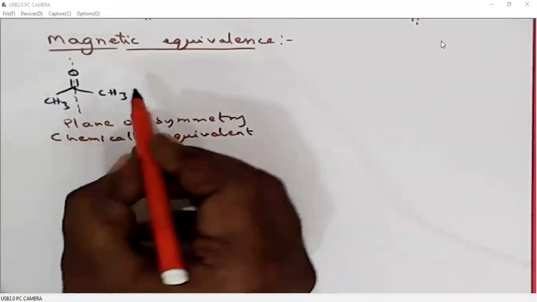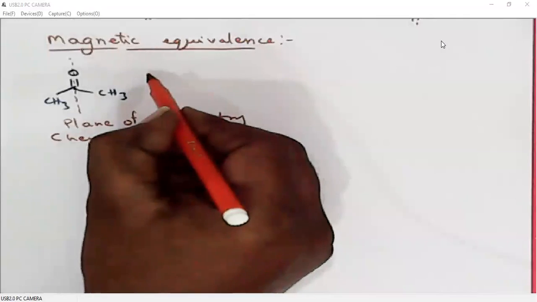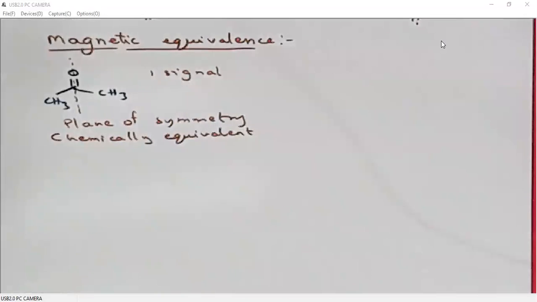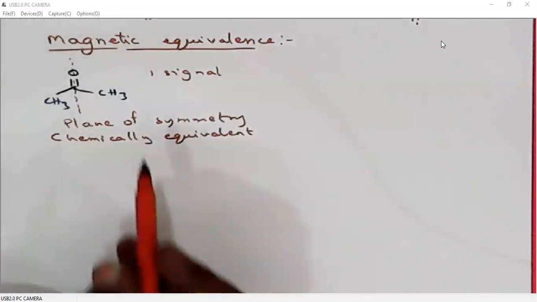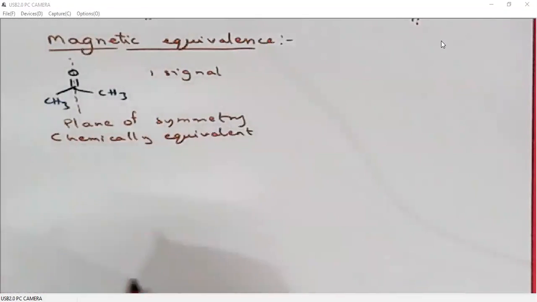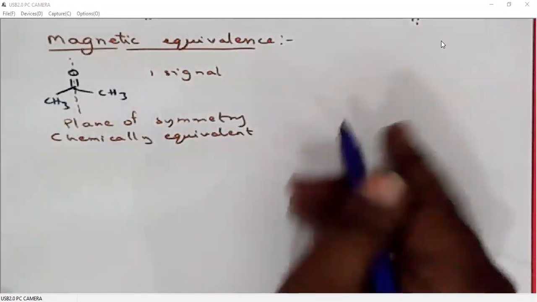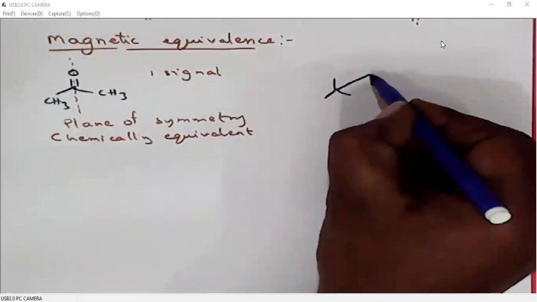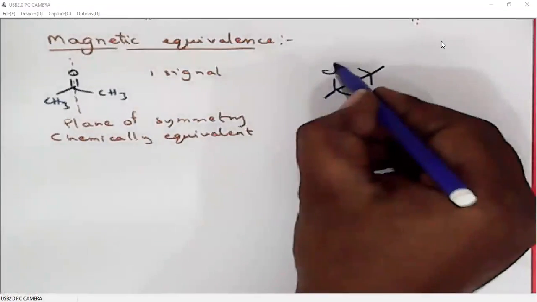So how many signals do we expect here? We expect only one signal in both the proton NMR as well as carbon NMR, and we don't expect any splitting. Right. I'll give you one more example where we will have an axis of symmetry.